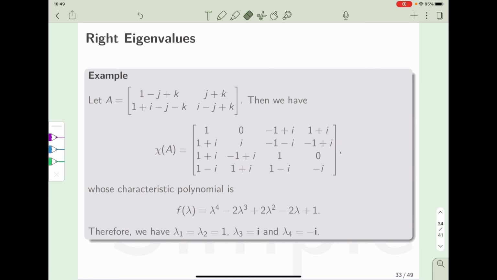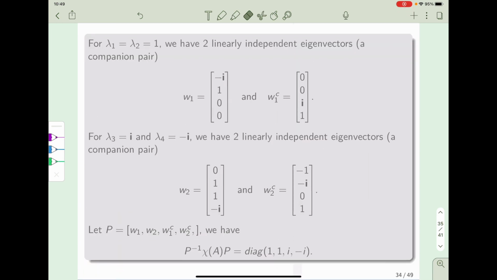Now let's take a look at an example I constructed. Let A be this 2 by 2 quaternion matrix. To find all of its quaternion eigenvalues, we first write out its complex adjoint matrix and compute its characteristic polynomial. We see that it has two real roots and a conjugate pair of complex roots. Now, for this pair, lambda 1 equal to lambda 2 equal to 1, we find a pair of companion vectors which will be linearly independent automatically.